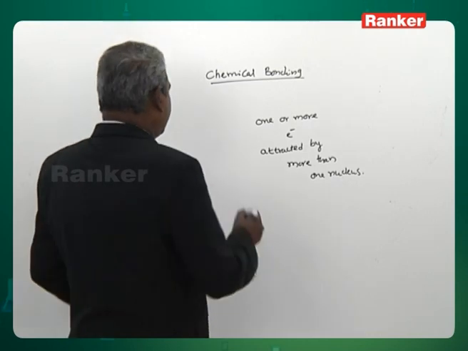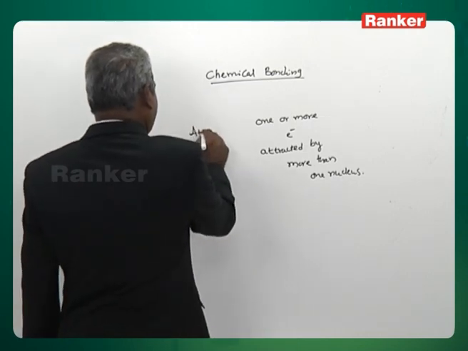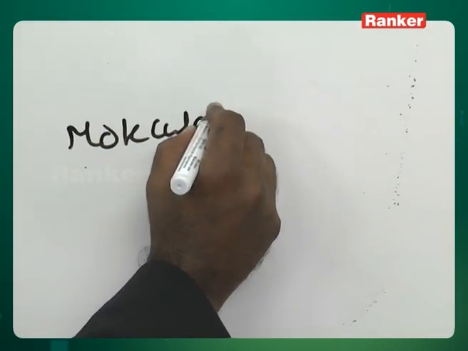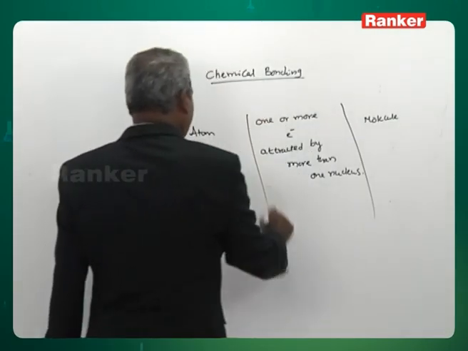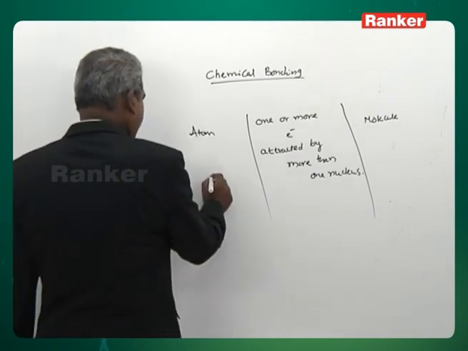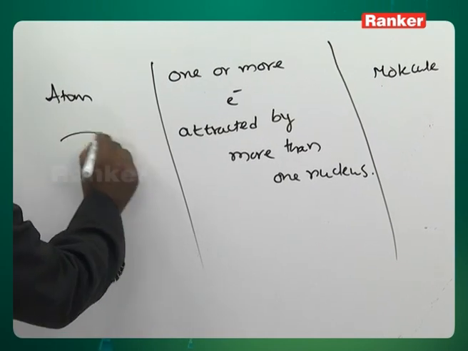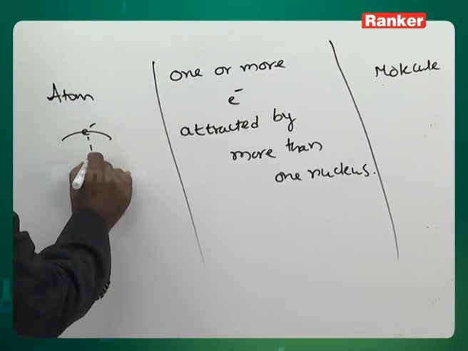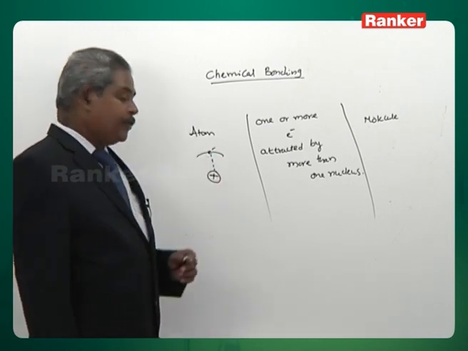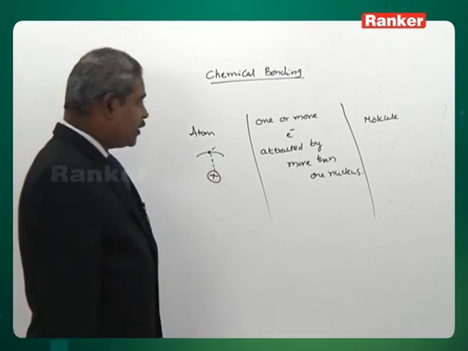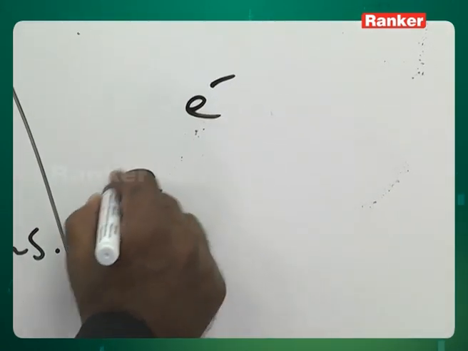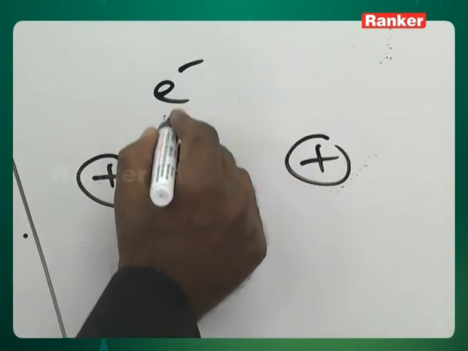What is the essential difference between an atom and a molecule? In an atom, you have only one nucleus, one nucleus attracting one electron. Electrons are under the influence of one nucleus only. In a molecule, the electrons are under the influence of more than one nucleus.